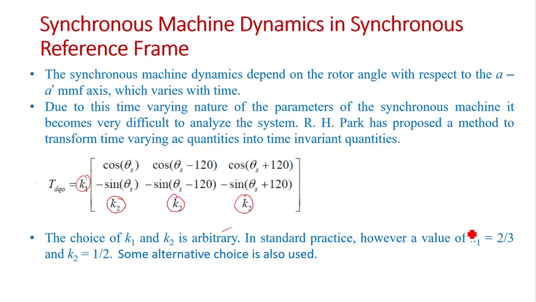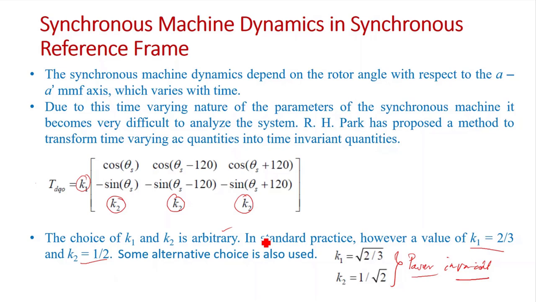In standard practice, however, K1 equal to 2 by 3 and K2 equal to 1 by 2 is preferred many times in order to keep the magnitude of the dQ component the same. If not, some alternative choice is also used, like K1 equal to square root of 2 by 3 and K2 equal to 1 by root 2. It is chosen when the power invariant approach is followed. That means the power in the three-phase system remains the same in case of dQ transformation. So therefore, sometimes it is chosen.